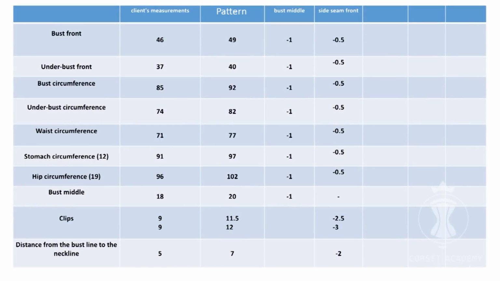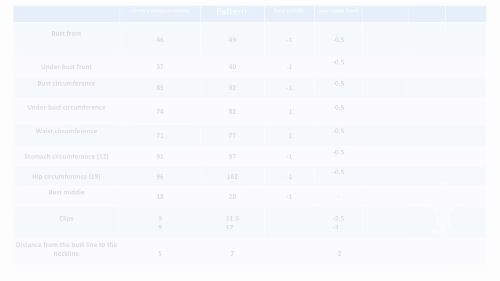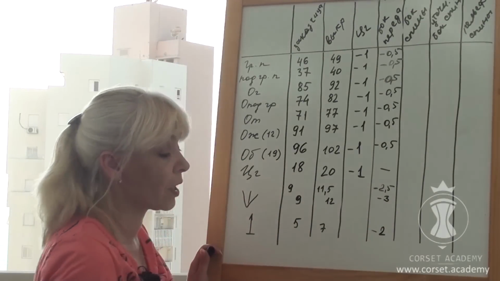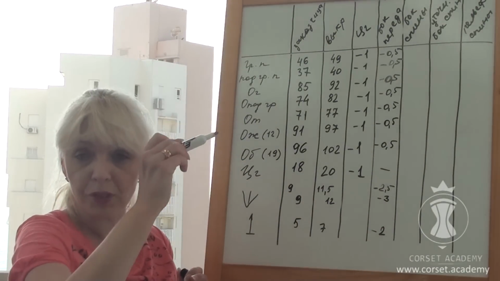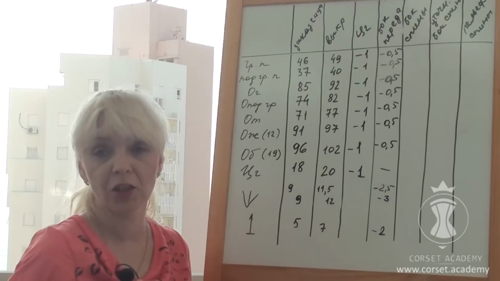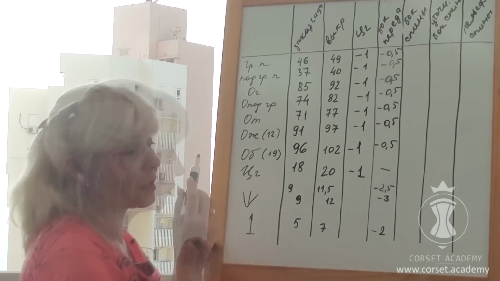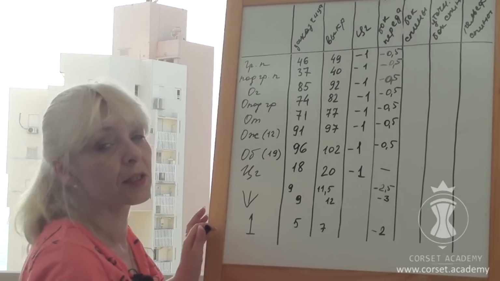Distance from the bust line to the neckline of the corset. 5 centimeters on the client and 7 centimeters on the pattern. 5 centimeters minus 7 centimeters equals -2 centimeters. I need to lower the neckline by 2 centimeters. I write -2 centimeters in line 10 of column 5. These are all calculations related to the side seam of the front. Let's move to the side seam of the back.